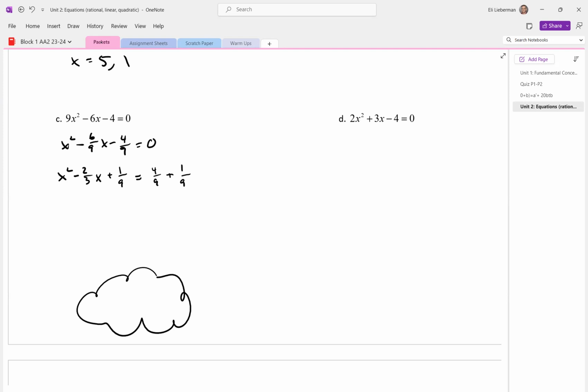You start with the 2/3. 2/3 divided by 2, and then that would be 1/3. It's great. Okay, 1/9, okay. And there I got x minus 1/3 squared is 5/9. And then you square root both sides. X minus 1/3 is plus or minus the square root of 5/9. I would put both sides.